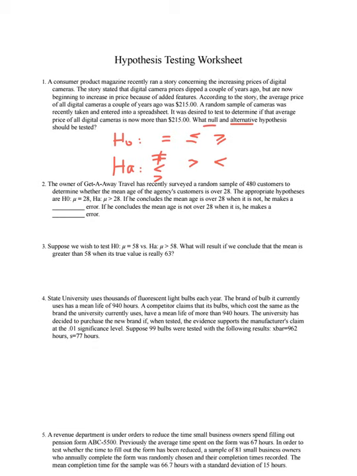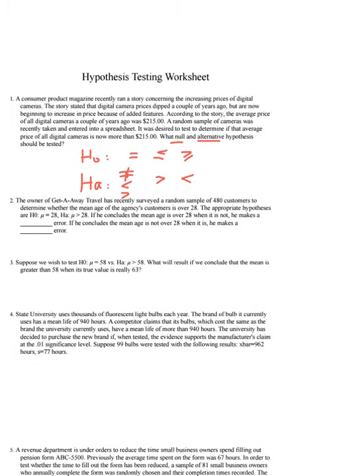Okay, so now if we go to the question, we can say in our question we have the keyword. We want to test to determine if the average price is more than 215. So our claim is the average. The average is mu, right? Mu bigger than 215. And for mu bigger than 215, we don't have equal. So this one will be our HA.